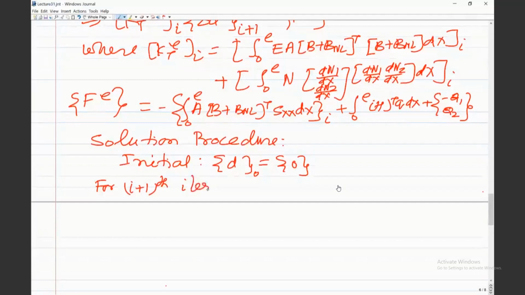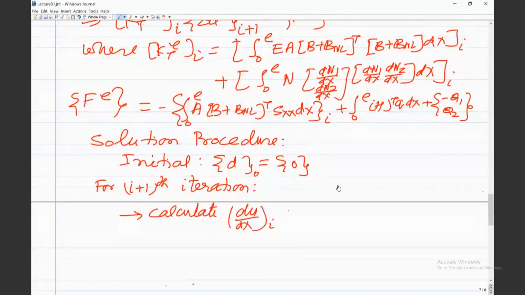for the i plus 1th iteration, how will you proceed? So you need to first calculate du by dx, because that is required in Sxx. Of course, you have to work out the BNL matrix, which also requires du by dx. So you will calculate du by dx corresponding to the previous iteration for which the solution is known.